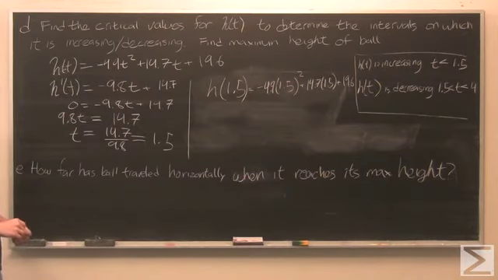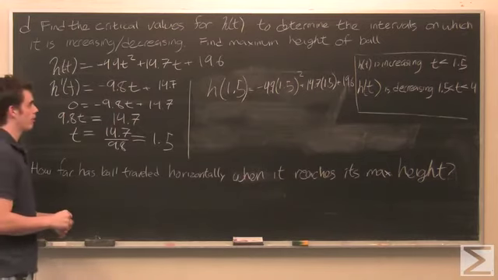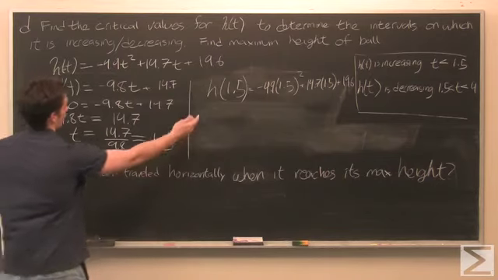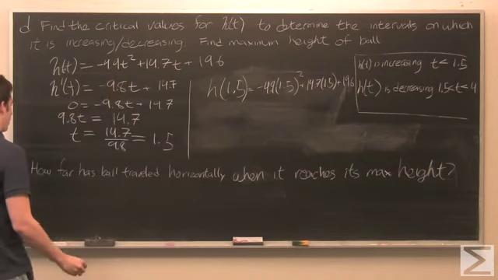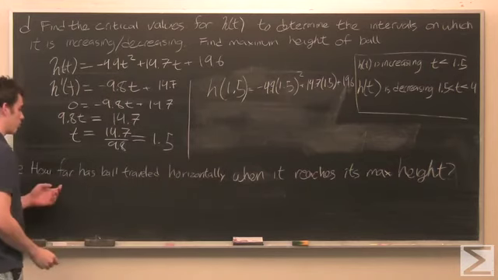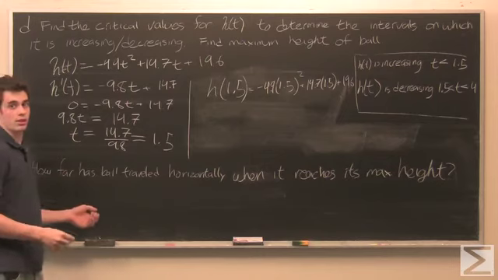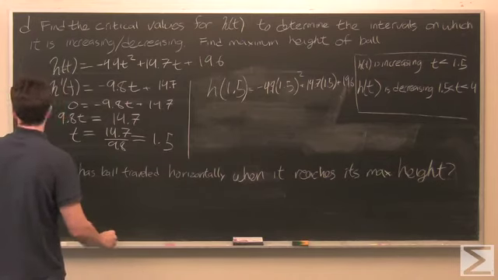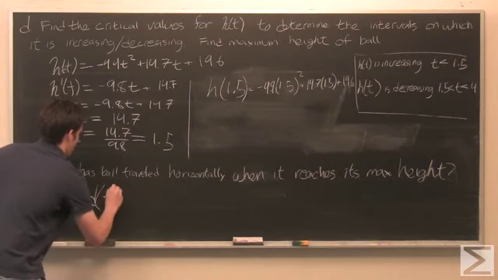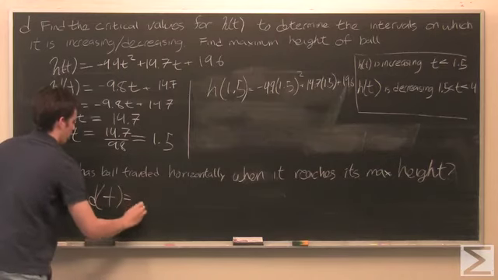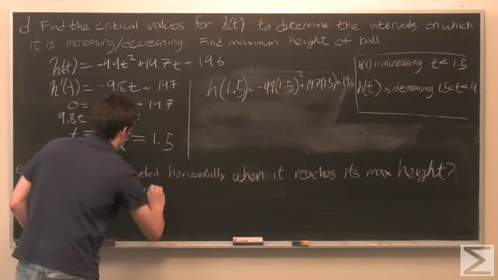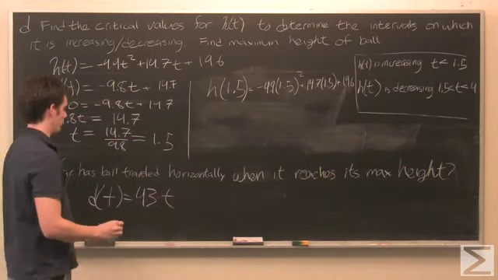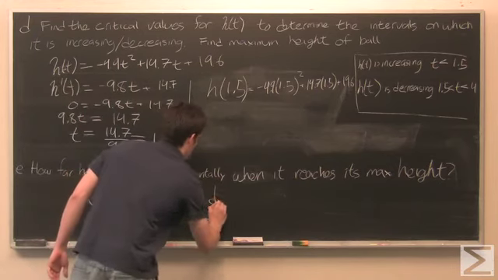But more importantly, let's move on to the last step, which asks us how far the ball has traveled horizontally when it reaches its maximum height. So the piece of information that we need for this is just this number here. Time is 1.5. So we'll just plug 1.5 into our function that tells us how far it's traveled horizontally, which, if you recall from before, we called d of t, which is just equal to 43 times t. Well, we just plug in 1.5 for t, and then we're good to go.